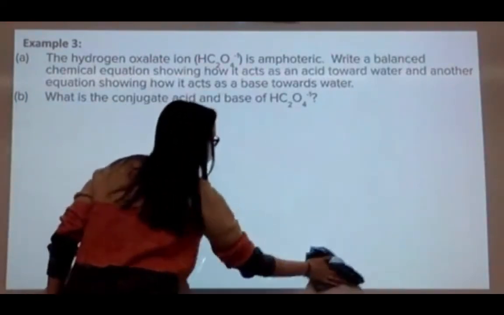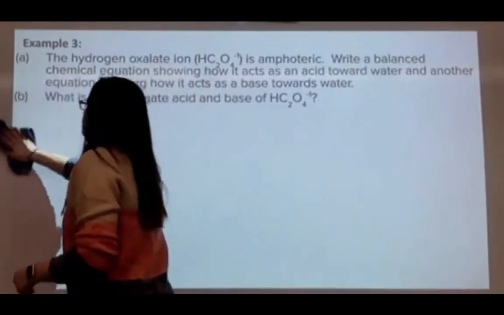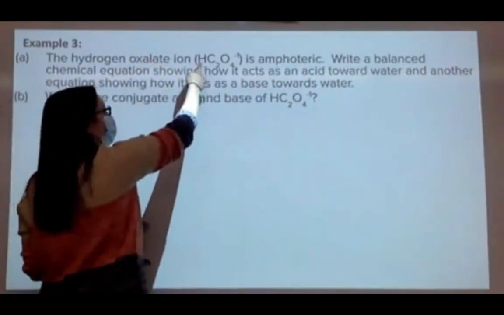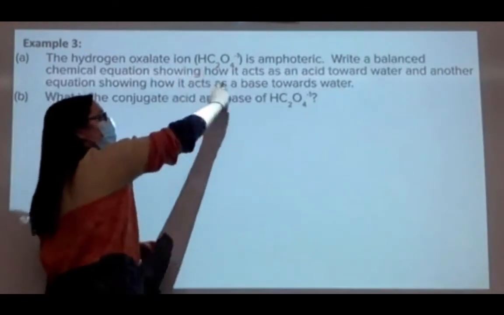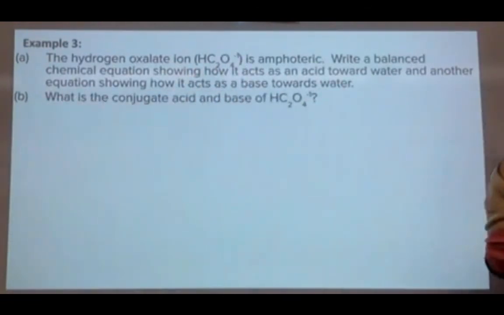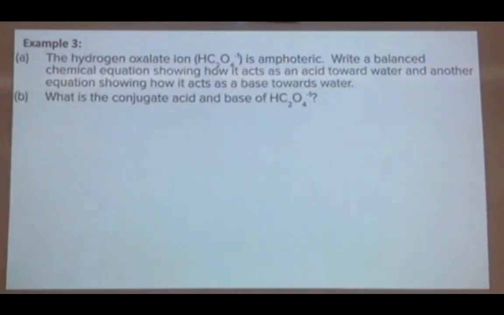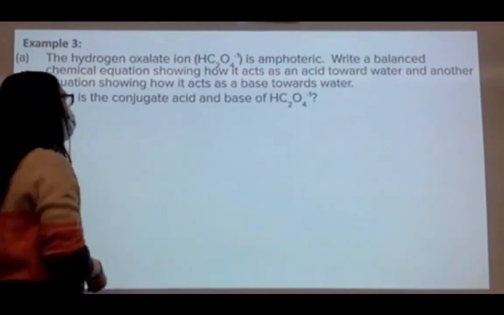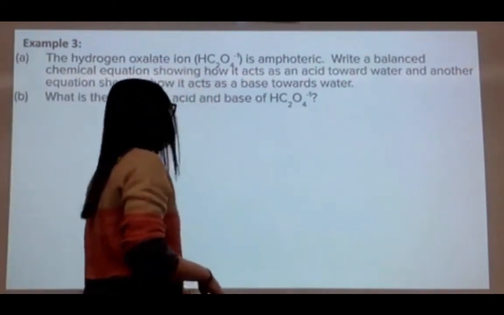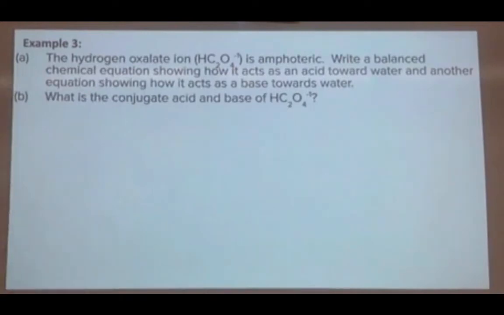Amphoteric substances have the ability to either donate an H, so here is the H plus that it could donate, but usually if it has a negative charge, or if it has lone pairs, it can also accept an H, which is why H2O can act as an amphoteric substance. In part A, it wants us to write a balanced equation showing how this ion can act as an acid toward water, and another equation showing how it acts as a base towards water. Then we'll answer part B within part A.